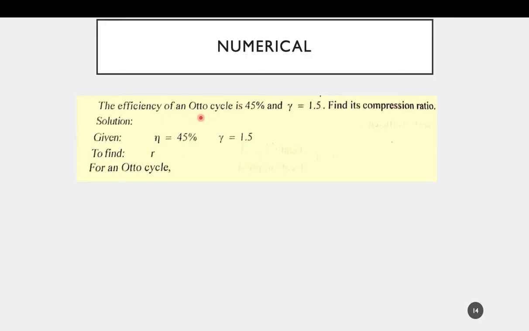Since it is an Otto cycle, we have right now seen the expression for efficiency of Otto cycle. So the expression for efficiency is efficiency of Otto cycle is equal to 1 minus 1 by R raised to gamma minus 1.